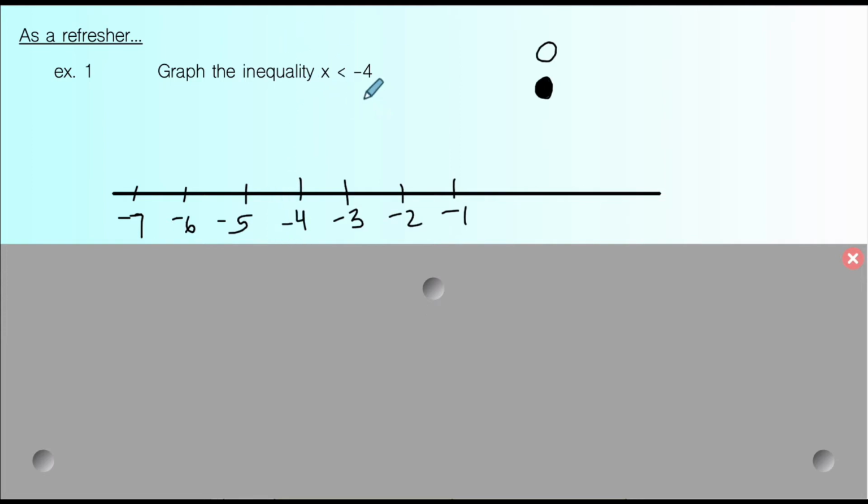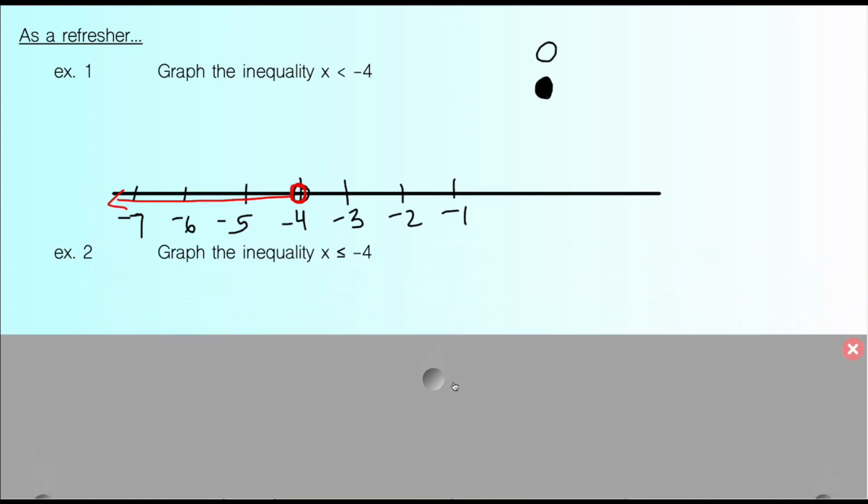Anyways, since whatever x is has to be less than -4, it's not going to include -4. So it's going to be an open circle. Doesn't include it. I'll use a different color so you can see it better. So open circle, not a closed circle. And x has to be less than. That means it's going to be all of the numbers to the left of -4. So this would be the graph of the inequality x is less than -4. It's all the numbers to the left of -4 on a number line.